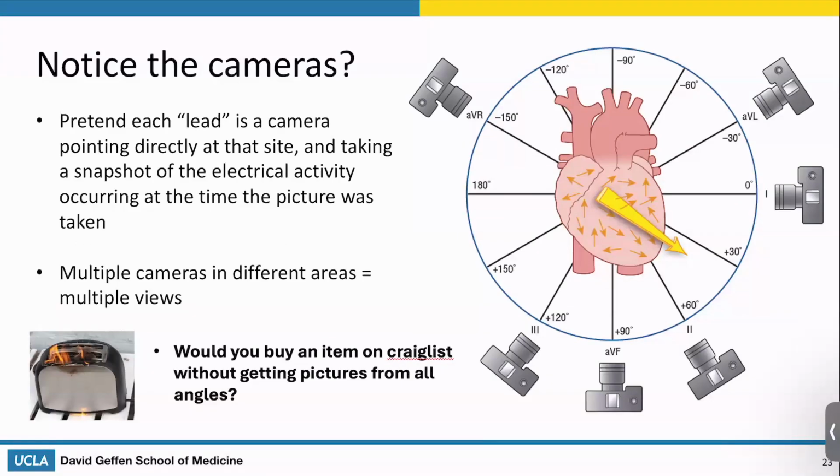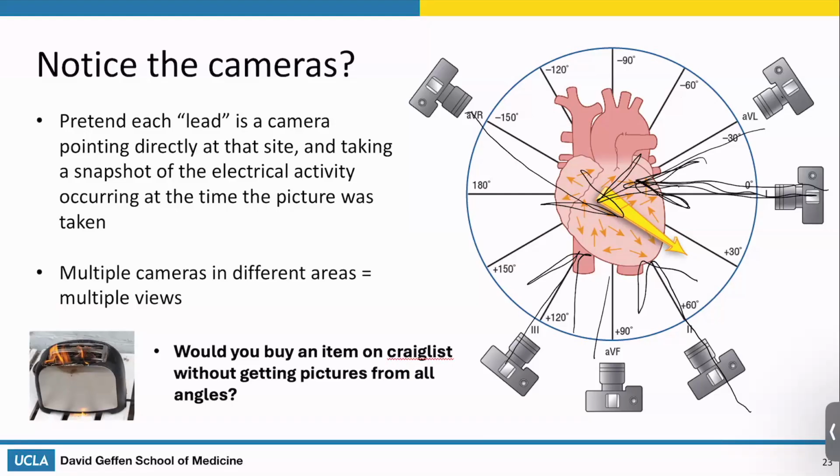Now, again, just to reiterate, let's look at those cameras. So pretend each lead is actually a camera. It's pointing at a site. We talked about how lead 2 is looking up this way, right? Lead 3 is looking up this way. Lead 1 is looking over this way. It's a lateral view, okay? Your AVL is looking in, your AVR is looking in, and your AVF is looking in, right? So this is going to help us get multiple views of the heart.